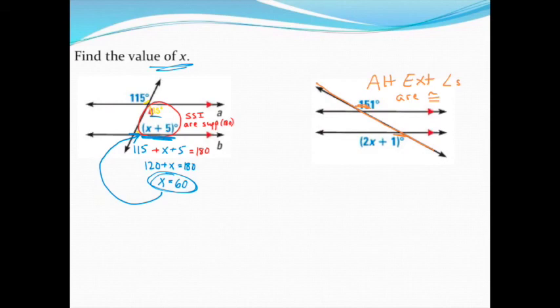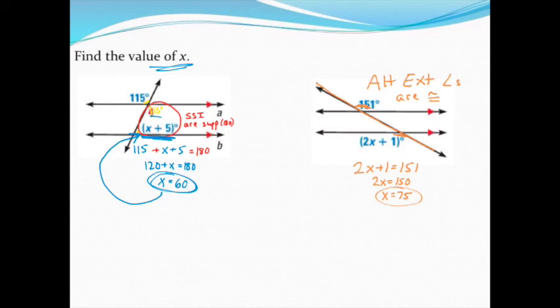So my equation this time is going to be to put my two angles equal to each other. So 2x plus 1 has to equal 151. And again, I'll just do some simple algebra to solve that. I'll subtract 1 from both sides. So I get 2x equals 150. And then divide both sides by 2. So I get a final answer of x is 75. Again, x is not an angle, so I'm not putting a degree symbol on that.